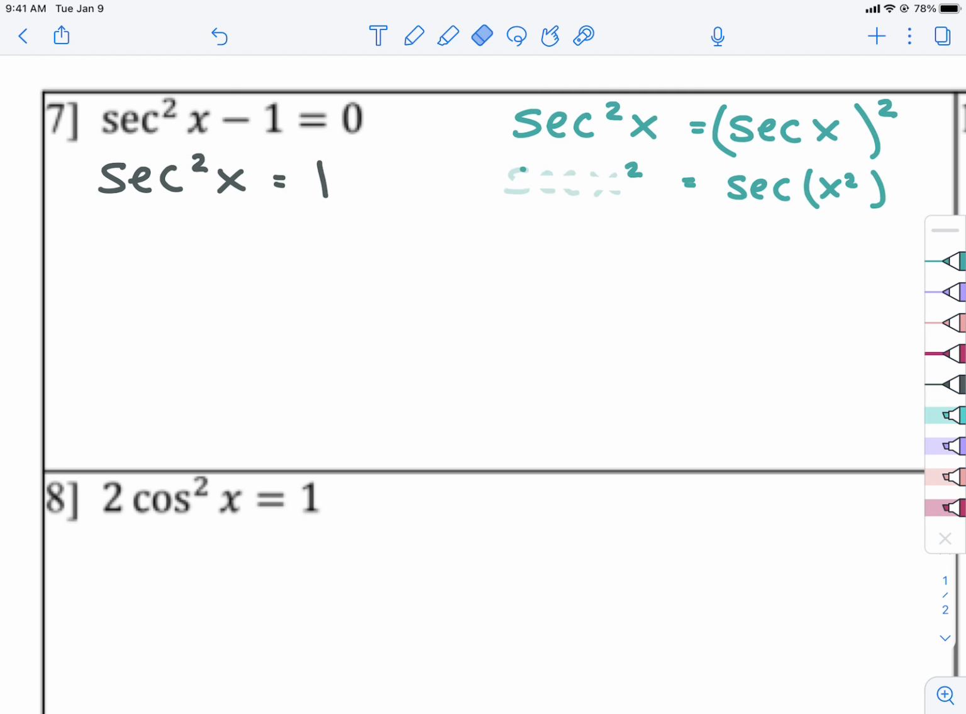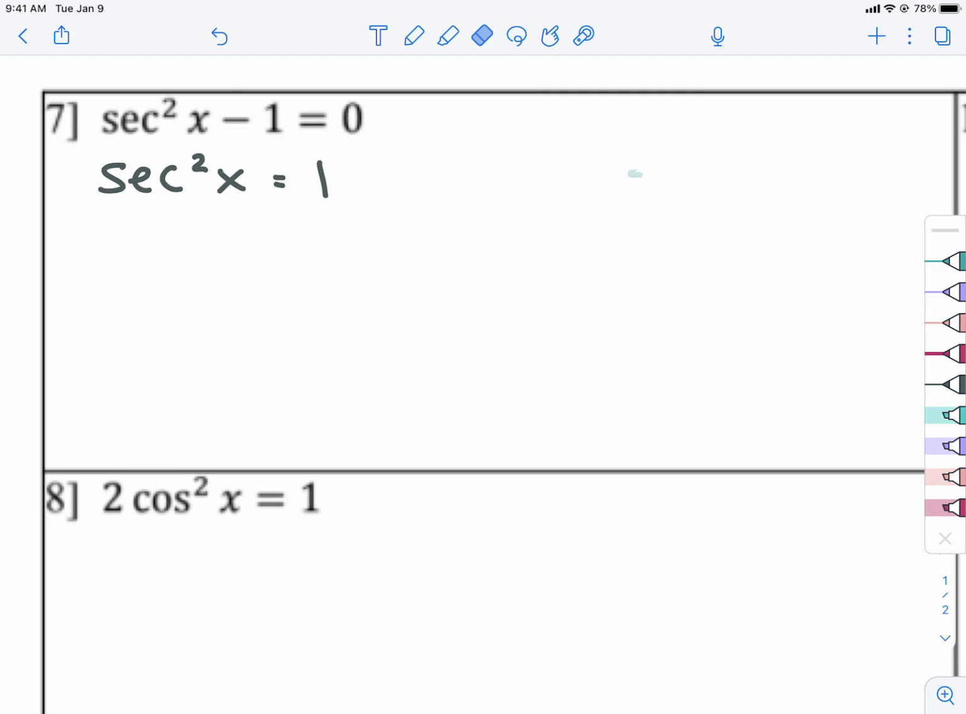So if we want to get rid of the squared, we're just going to square root both sides. When we square root both sides, we get secant of x equals positive or negative 1. So remember, when you take the square root of something, you get the positive and the negative. This is where we're going to get those multiple answers, where we're going to end up with 4, because we can use all of the coordinates, because they can be positive or negative.